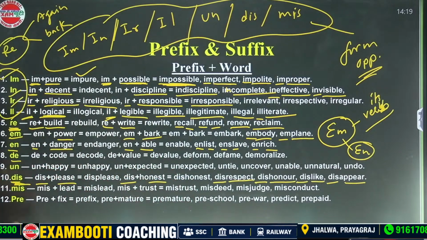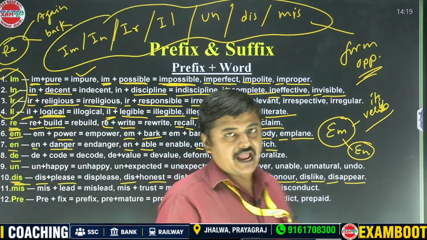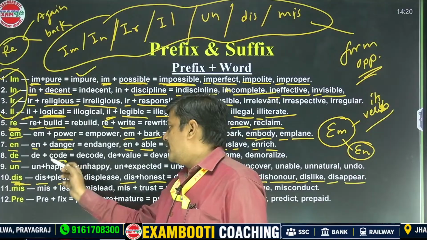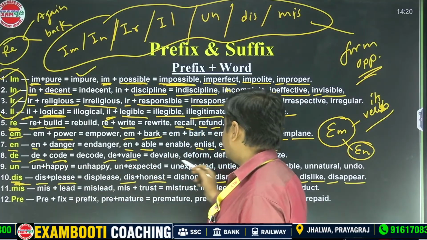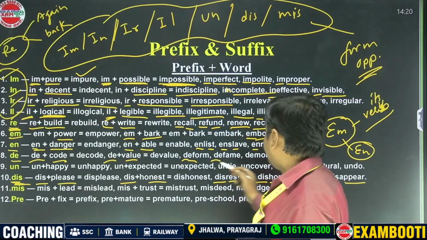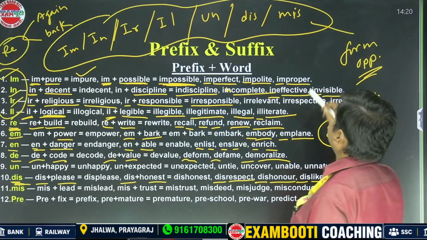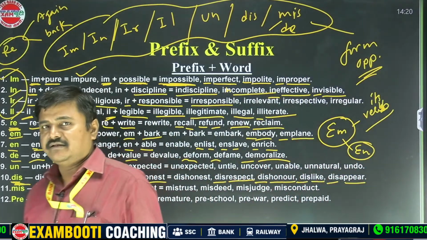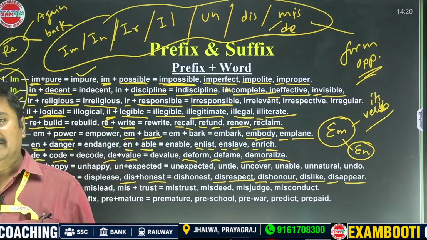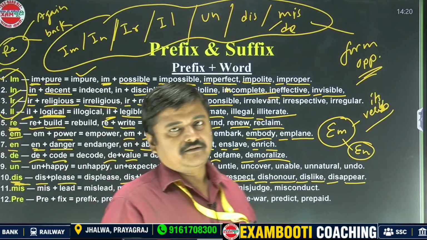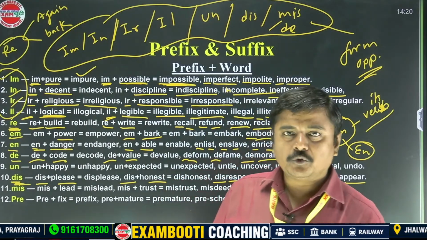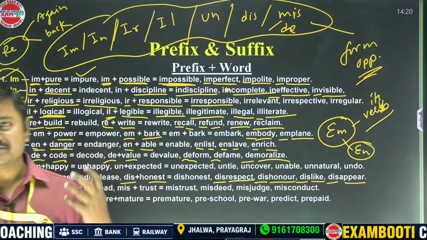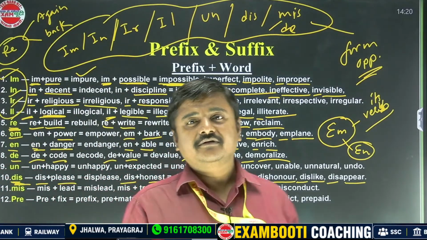Like DE, another prefix, DE. When you add DE to a word, what does it do to the word? Code, decode. Value, devalue. Form, deform. Fame, defame. Moralize, demoralize. It means you can also add DE to this list of opposite-creating elements of prefixes. DE is also a prefix that helps you to create an opposite word.